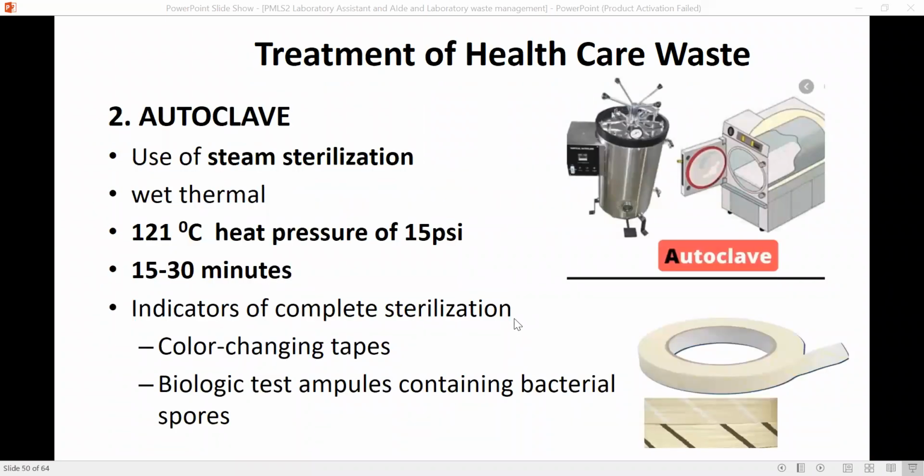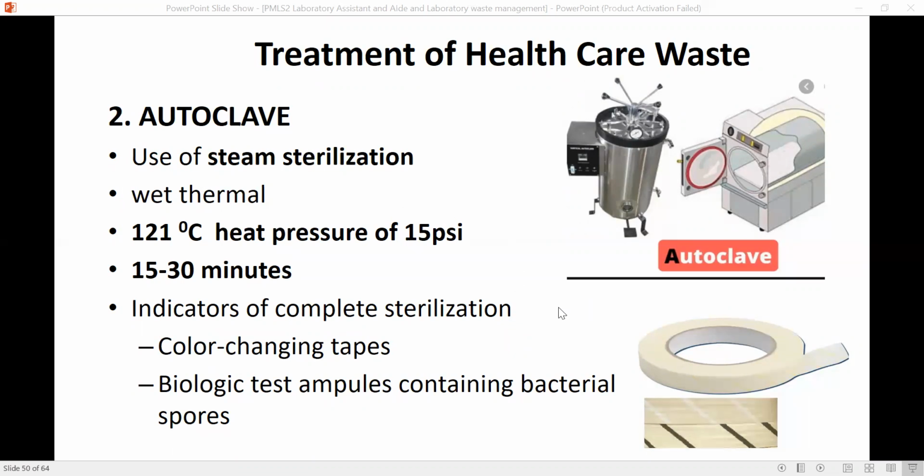And then ito naman yung autoclave natin. Use of steam sterilization, wet thermal. So, 121 degrees Celsius, heat pressure of 15 pounds per square inch. Yan yung pressure niya. So, 15 to 30 minutes. Depende, kadalasan sa 30 minutes.